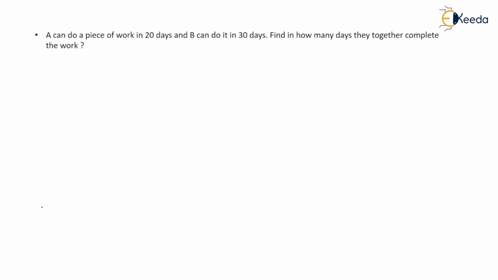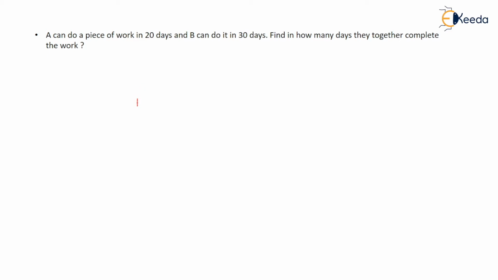So as you can see, there is the first question in front of you, and this question is: A can do a piece of work in 20 days. B can do the same work in 30 days. Find in how many days they together can complete the work. I repeat the question: A can do a piece of work in 20 days. B can do it in 30 days. Find in how many days they can together complete the work.